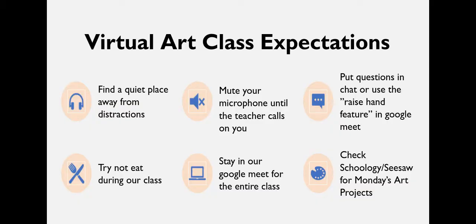So my virtual art class expectations are: find a quiet place away from distractions. Try not to eat during our class. Mute your microphone until the teacher calls on you or you use a hand signal. Stay in our Google Meet for the entire class. Put questions in the chat or use the raise hand feature in Google Meet or one of the hand signals. Check Schoology and Seesaw for Monday's art project.